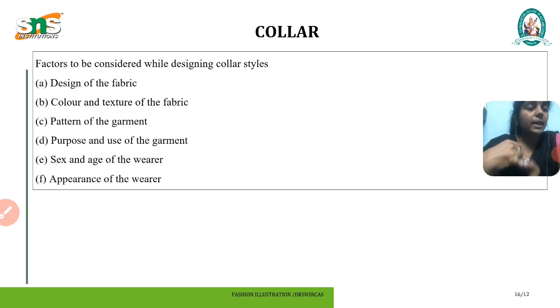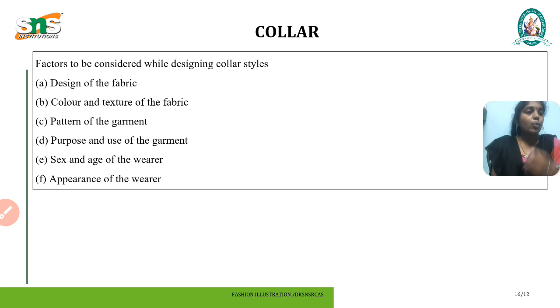So first one is design. How is the fabric design: is it having lines or stripes or checked designs, dots or plain? So we have to view the fabric. Second one is color and texture of the fabric. If it is too dark, how can we imagine, how can we change? We have to verify the color and texture, how it feels. We have to touch it and feel it.